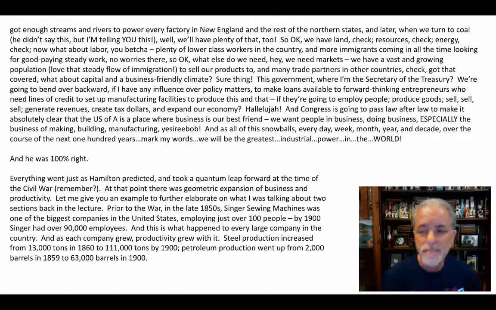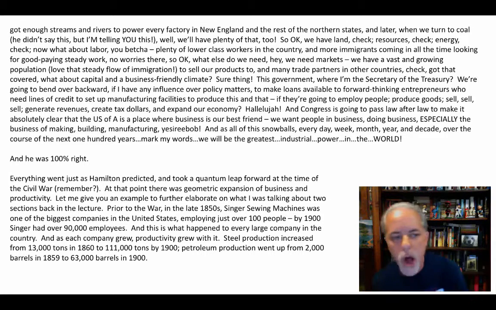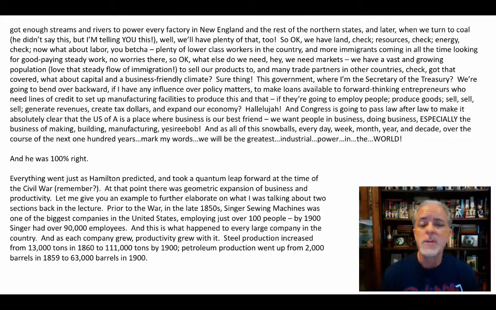If they're going to employ people, produce goods, sell, generate revenues, create tax dollars, expand our economy, hallelujah. And Congress is going to pass law after law to make it absolutely clear that the US of A is a place where business is our best friend. We want people in business doing business, especially the business of making, building, manufacturing, yes sirree, Bob. And as all of this snowballs for day, week, month, and year, decade, over the course of the next 100 years, mark my words, we will be the greatest industrial power in the world.